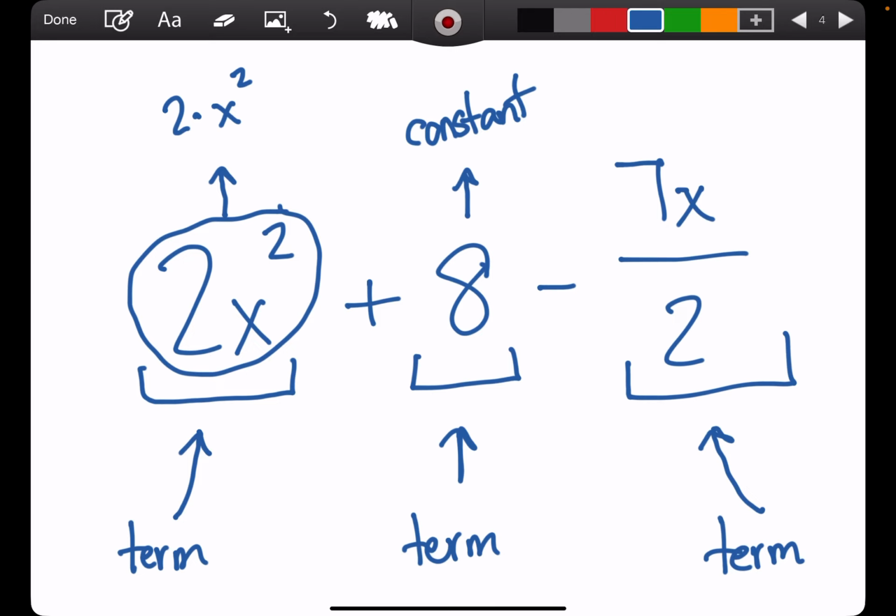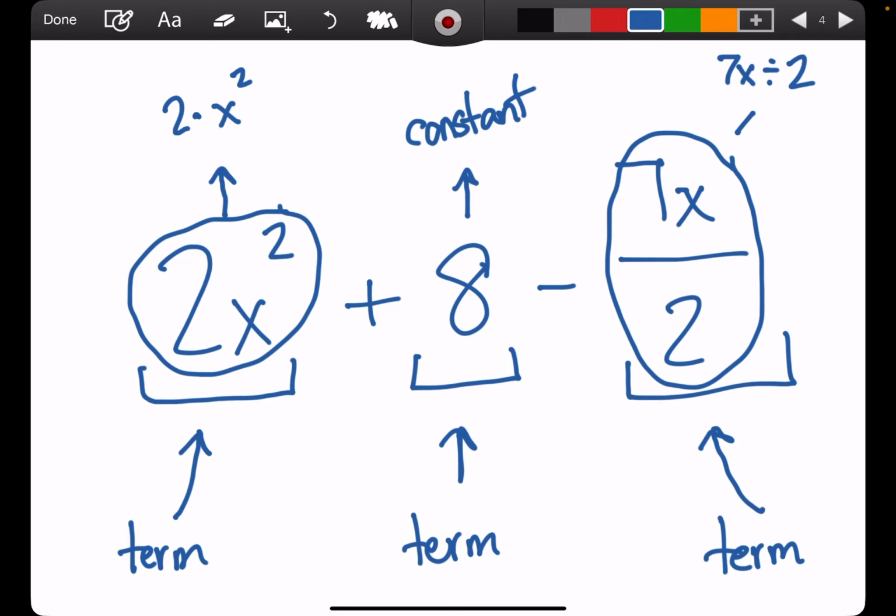And then we have 7x over 2, a fraction right there. That's technically a quotient of 7x divided by 2. There's two separate components there, but when you divide them, you get the quotient, which is the answer to that division problem, just a fraction of 7x over 2. So if you're left with just a quotient or a product, those can be terms, as you can see here. And you can also have a constant as well.